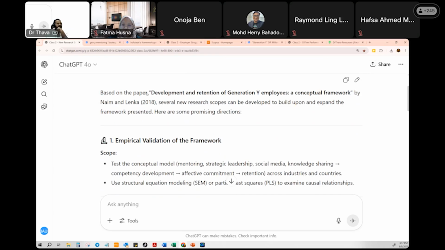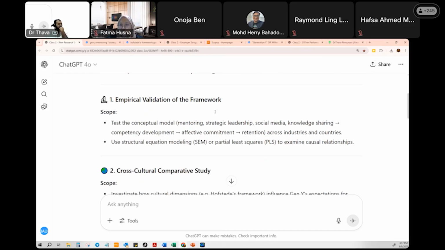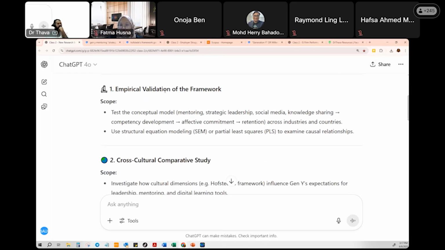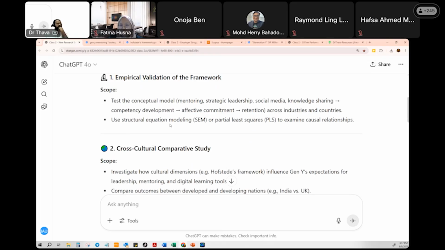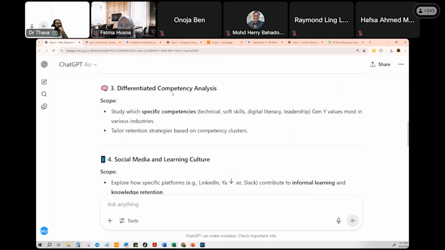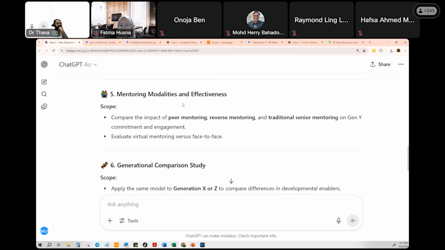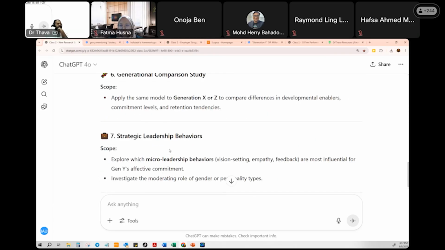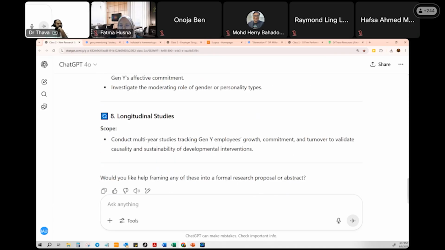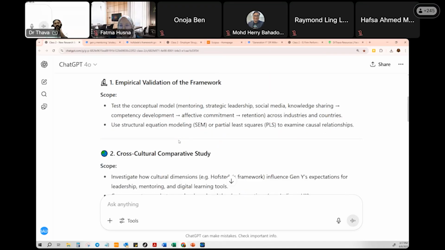This is the title by Naeem Lenka. Here are the research scopes that can be explored. Number one, empirical validation of the framework. Number two, cross-cultural comparative study. Then differentiated competency analysis, social media and learning culture, mentoring modalities and effectiveness, generational comparison studies, strategic leadership behavior, longitudinal studies, and so on. Okay. So, let me ask all of you.